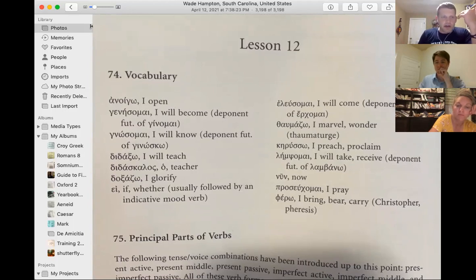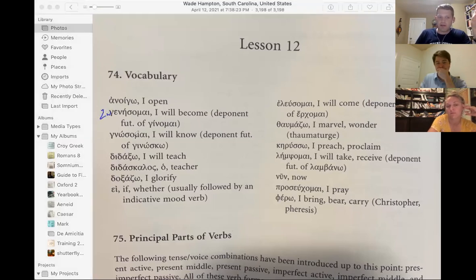So to encourage you, I just want to point out how many of these are actually just adding a principal part to a verb that you've already seen. So for example, ginomai, I become. The second principal part of ginomai is ginesomai. If you looked it up in the back of your book, they'd give you all the forms, but they're just adding one for us. Here's another one. Gnosomai, that's a deponent future for ginosko. So that's the second principal part.